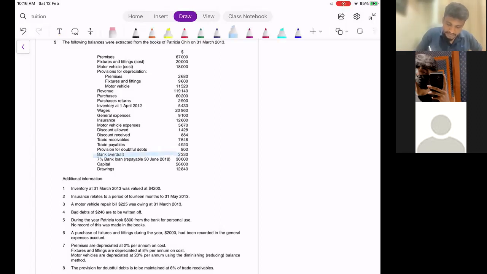You know what's a bank overdraft? Overpaid, right? You overtake the money, so you owe the bank this much. Then now you take another 800. So do you owe more or owe less? 2330 plus 800. Yes, but if this is the bank and it's not overdraft, then you need to minus 800. Since it's the overdraft, we plus 800.